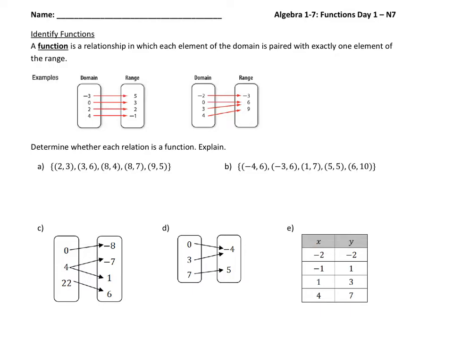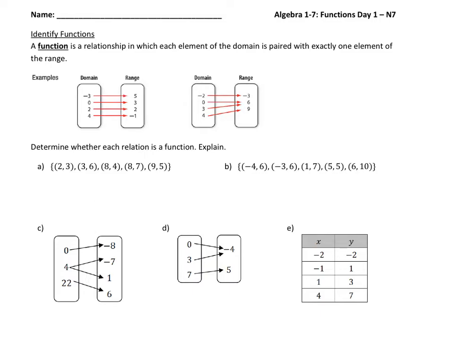of the range. So when we take a look at these two different examples, we have domain on the left and range on the right. These are mappings. And if you notice, every element of the domain has only one arrow or line to each element of the range. Over here as well, each element of the domain goes to one element of the range. It's okay if the range is repeated, but it is never okay if the domain is repeated. So in other words, your x values cannot repeat.